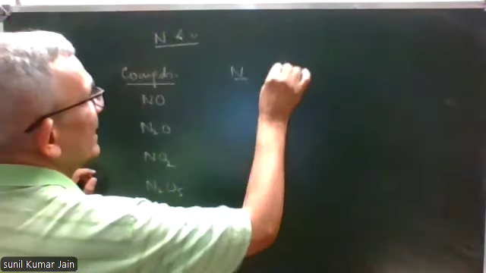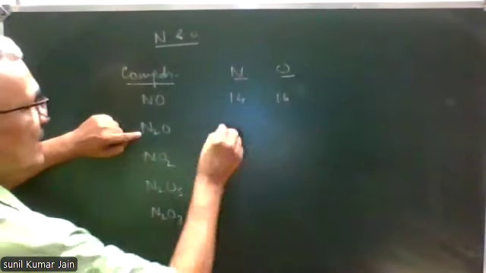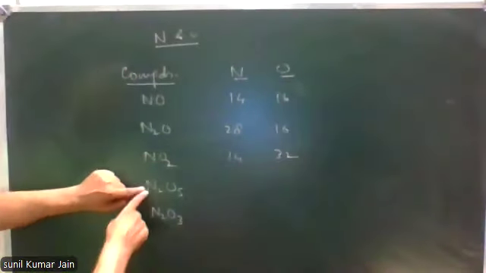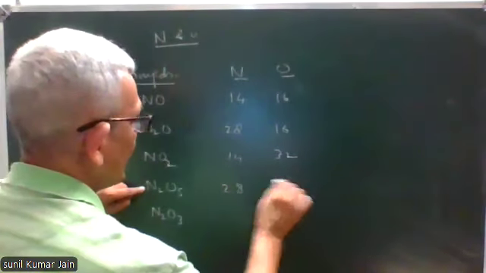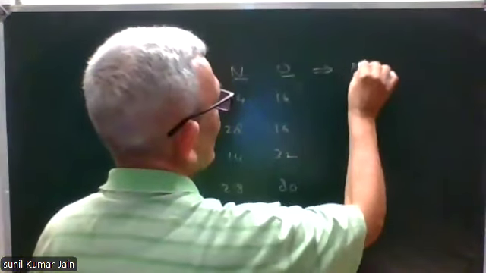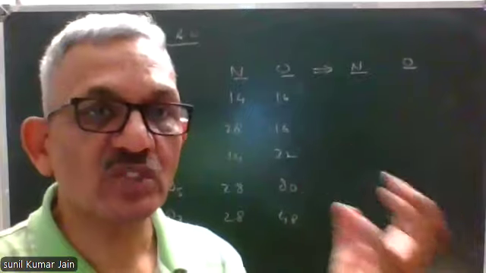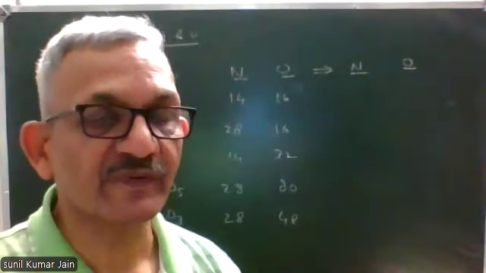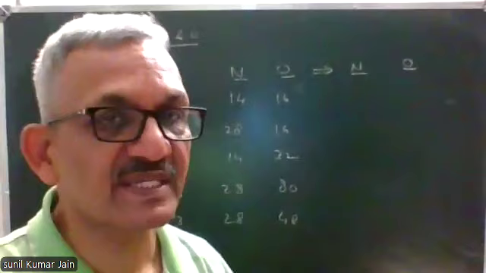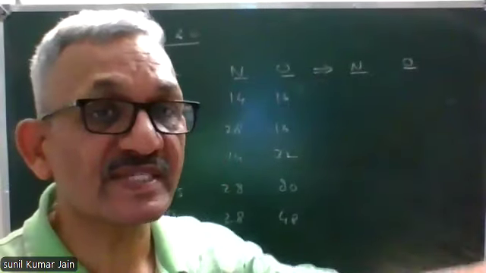Now, nitrogen and oxygen, 14 and 16. This is 28 and 16. This is 14 and 32. This is 28 and 80. And this is 28 and 48. Now as we did in the previous case, we fixed the quantity of iron at 56 and 56. Remember, you can fix the quantity of any one of the two elements, and that too at any level you want. I fixed for 56 and 56.